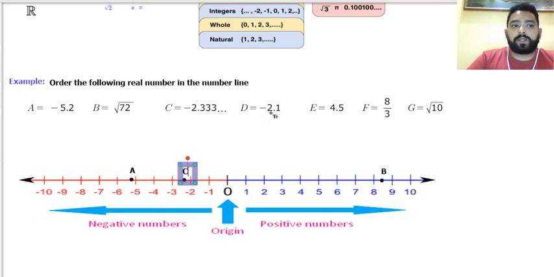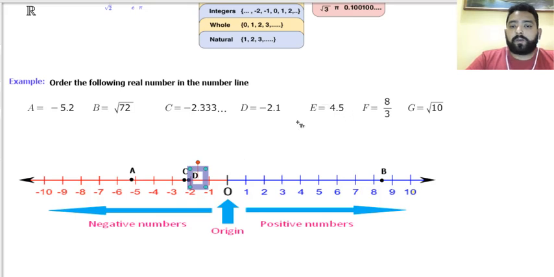Now we're going to continue with negative 2.1. As you can see, negative 2.1 and negative 2.3 are close, but negative 2.1 is closer to negative 2. So we are going to plot it in this position, and then you are going to plot the letter D.